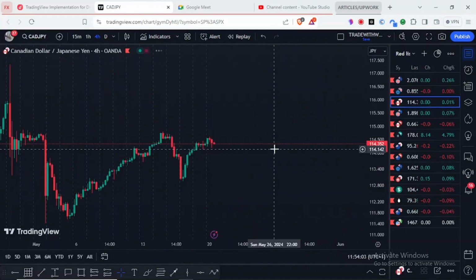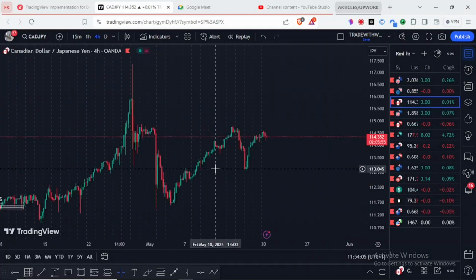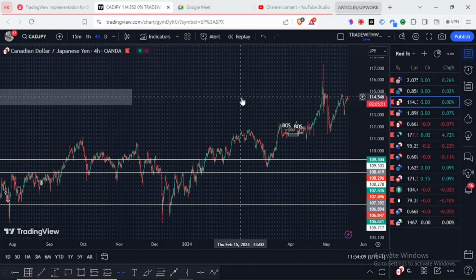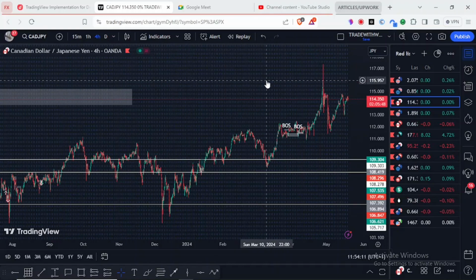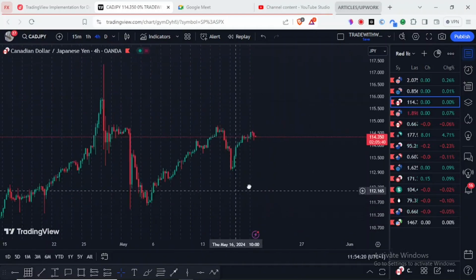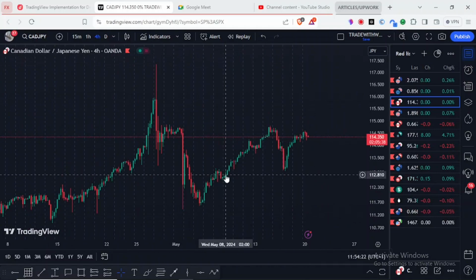Now let's move to the next pair. I have CAD JPY here. This pair is always very bullish. Why is it always very bullish? Because JPY is a very weak currency. It's just like trading Naira and USD. It would always be bullish. So let me remove all trends, because Naira is a weak currency against the US dollar. So it would always be bullish.